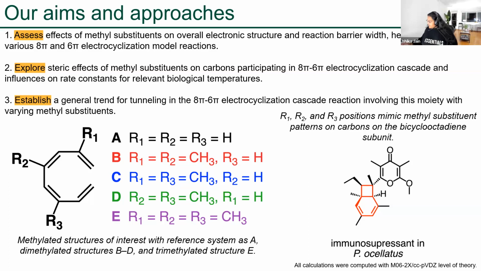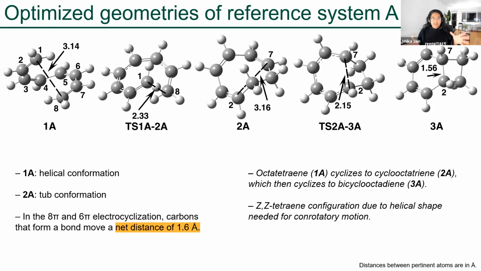But how do we do that? First, we need to find what it looks like in 3D space. We need to find the optimized geometries of the reference system, right? And we found that addition of the methyl groups did not really change the distances too much from the reference system. But what's really interesting is that at really specific points, there are really specific shapes. In the 1A part, there's a helical conformation, and in the midpoint part, the 2A structure, there's a tub conformation.